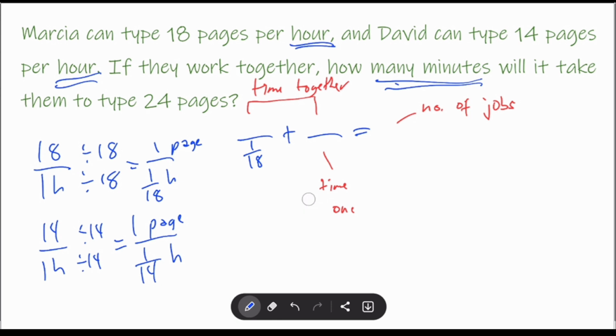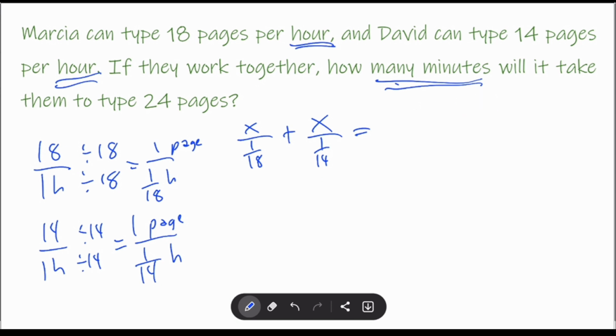So 1 over 14 for David, and for Marcia it's 1 over 18. So the time when they do it together, how long will it take for them both to do one page, is x. That's what we are looking for, and it's in minutes. The right side will be the number of jobs. One job is 1 page, so there are 24 pages to do. So 24 for the total number of jobs. All right, so that's our equation.